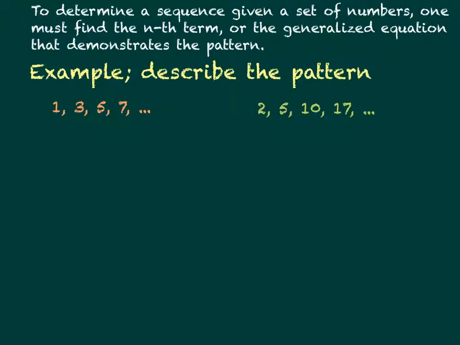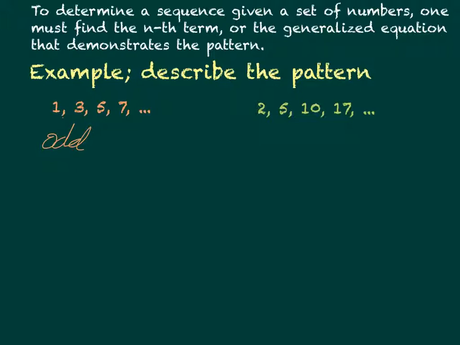To determine a sequence given a set of numbers, one must find the nth term, or the generalized equation that demonstrates the pattern. But in order to do that, you need to first just describe the pattern to yourself about what is happening with the numbers. So in this first example, we have 1, 3, 5, 7. Okay, so the pattern that should jump out at you is that they're all odd numbers. So somehow our generalized equation would have to deal with odd numbers.